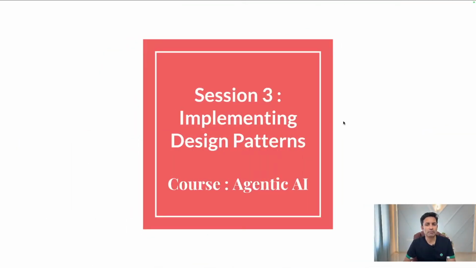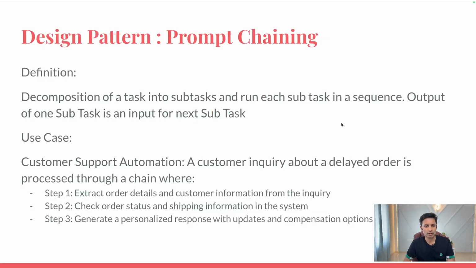So let's get started. In this, I'm just going to do a little bit of a refresher. What did we cover last week? We talked about prompt chaining, which is a sequence of steps we have to take to solve a given task, and we took the example of a customer inquiry, where there is a delayed order and the customer wants to know the status. So we said, okay, we will extract the order details first, check the order status, and then generate a personalized message. So it has to happen in order.